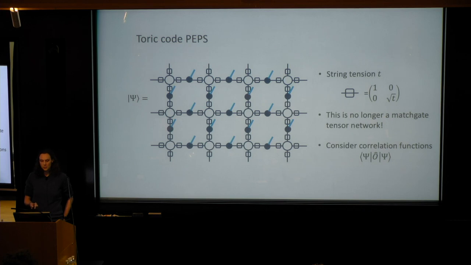But now the problem is that this is no longer a match-gate tensor network simply because these delta tensors are not match gates. But what I can do is I can consider the correlation functions of these states instead. So I can consider a sandwich of a bra and a ket layer with some arbitrary local operator sandwiched in between. And if I do this, this object here will actually become precisely a match-gate tensor network again.